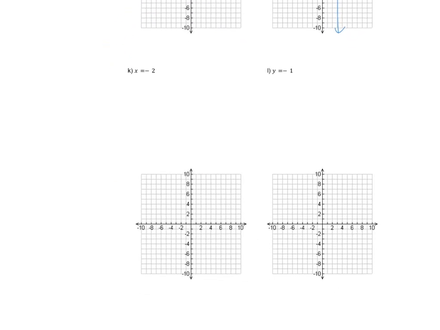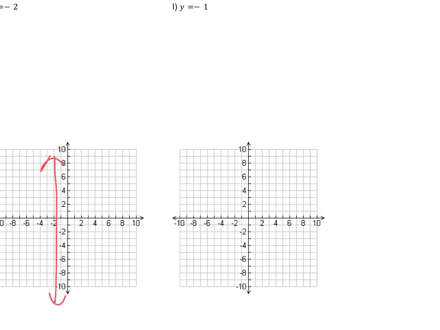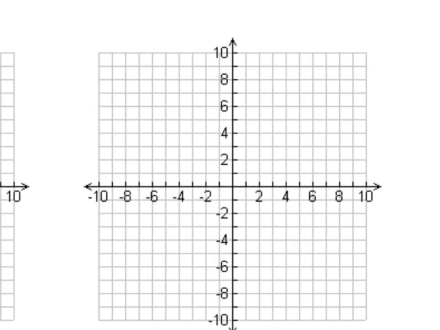Okay, pause the video, try these next 2 by yourself. Okay, I'm just gonna whip it out really fast. It's gonna be x equals -2 will be a vertical line at -2. That's really bad, but you get the idea. Okay, this last one, that's gonna be a horizontal line at -1. Because the slope is 0, so it looks something like that.